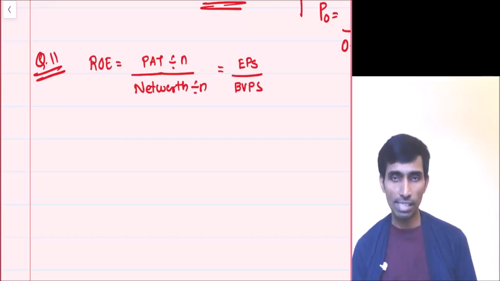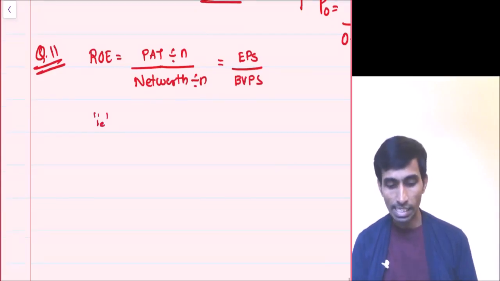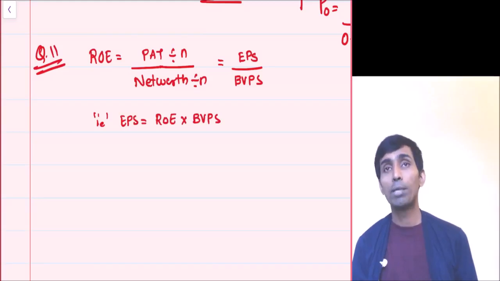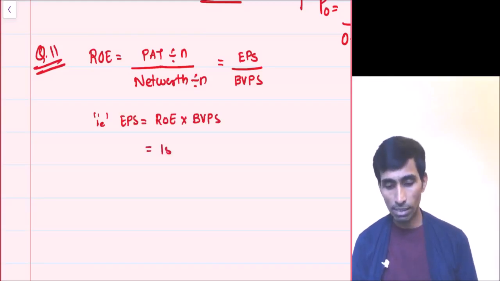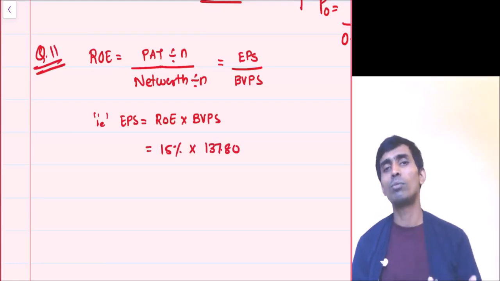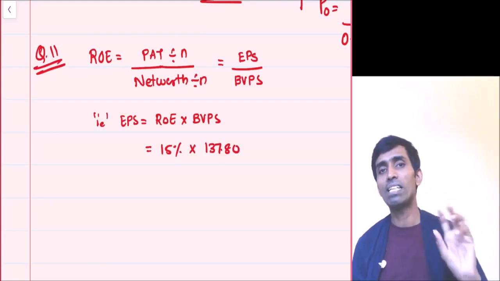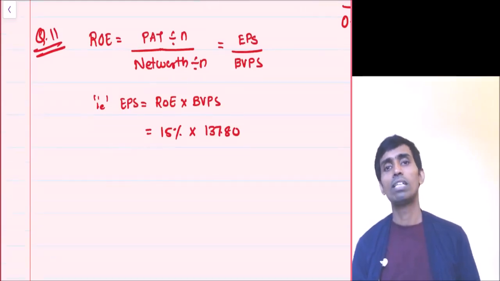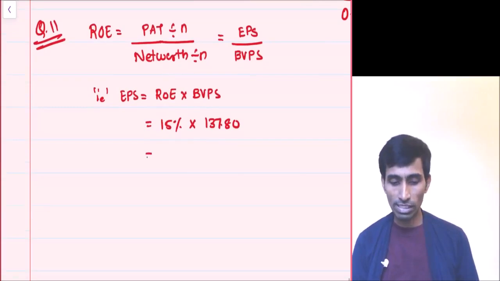Understood? So EPS is nothing but ROE multiplied by book value per share. Sir, but why are you doing this? Because I know the ROE, that is 15%, and book value per share is 137.80, which is given. So I modified the formula. I divided PAT and net worth both by n, so I got EPS and BVPS. When I multiplied ROE with BVPS, I got EPS. So 15% into 137.80.